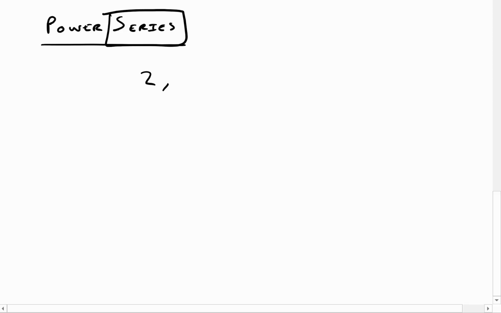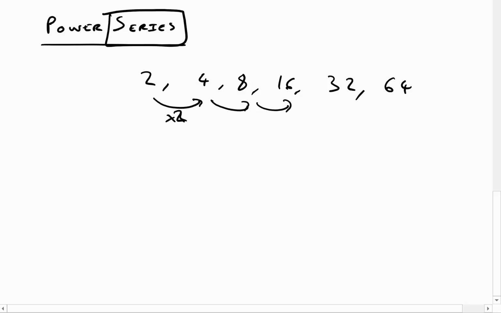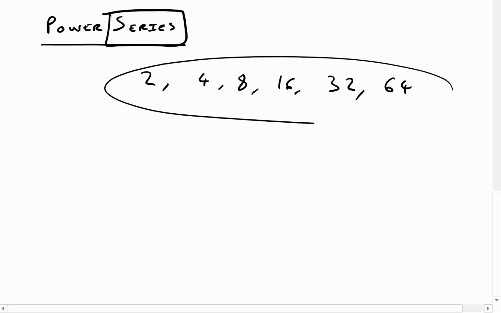So say for example we have 2, 4, 8, 16, 32, 64. This is what would be known as a sequence. The reason why this is a sequence and not just a list is because a sequence has to have a common connection between the terms. In this case, the common connection is that we multiply by 2 to get to the next term, so it's a factor of 2. So this would be called a sequence.